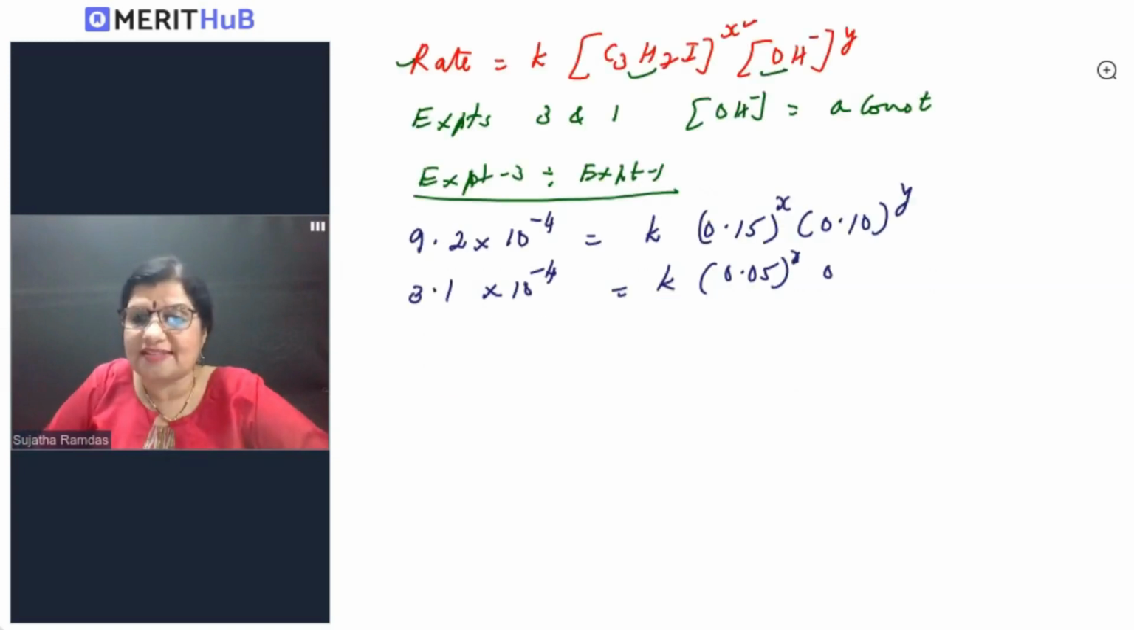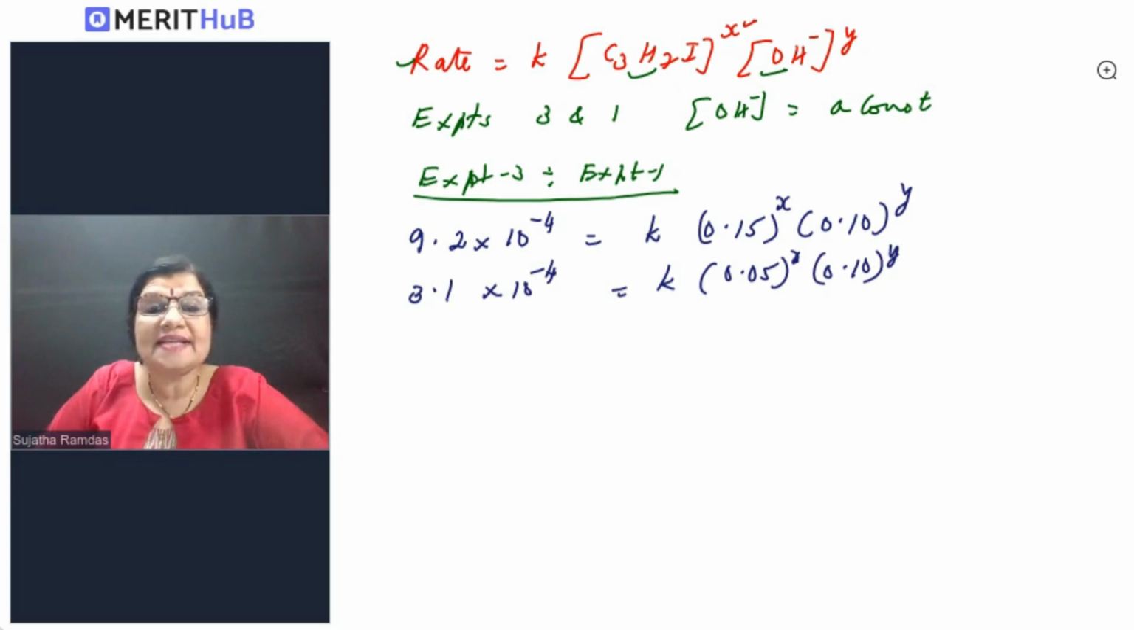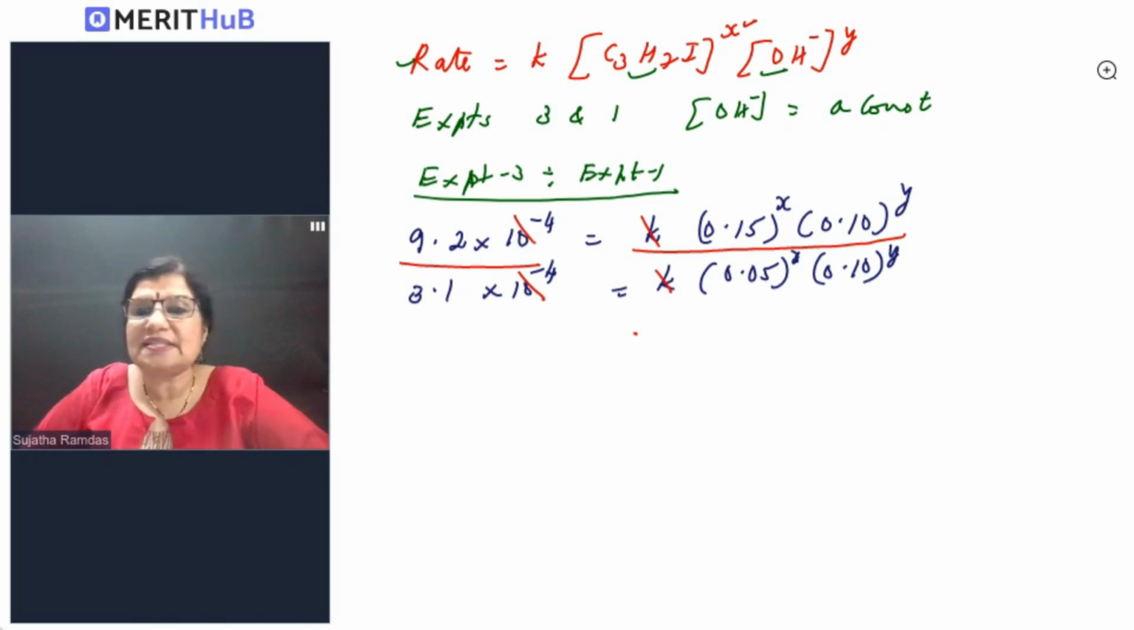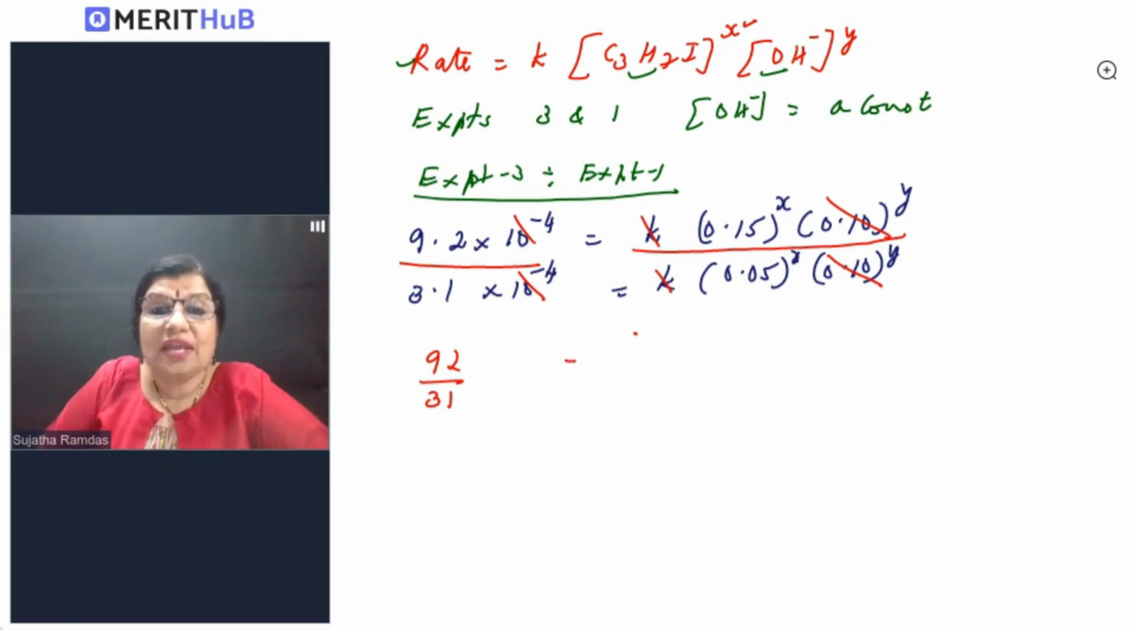That is equal to K into the concentration of C3H7I in experiment 1, which is 0.05 to the power of X. This is a constant to the 0.10 to the power of Y. We are dividing these two equations. K gets cancelled. 10 to the power of minus 4 gets cancelled. These get cancelled. So what do we have here now? 9.2 by 31. 92 by 31 is almost, okay, we'll see about that.